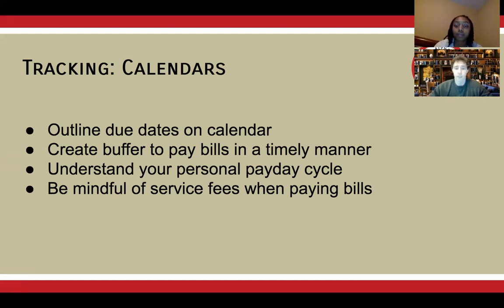Just have a buffer. And then you always want to understand your personal payday cycle, depending on how often you get paid. A lot of government jobs pay on the 1st and the 15th, or the 15th and the 30th. Some jobs pay weekly, some every 2 weeks. And this is another reason why you want to mark your due dates and your income dates, whenever you get paid and whenever those bills are due, so you can have a better way to manage your funds.